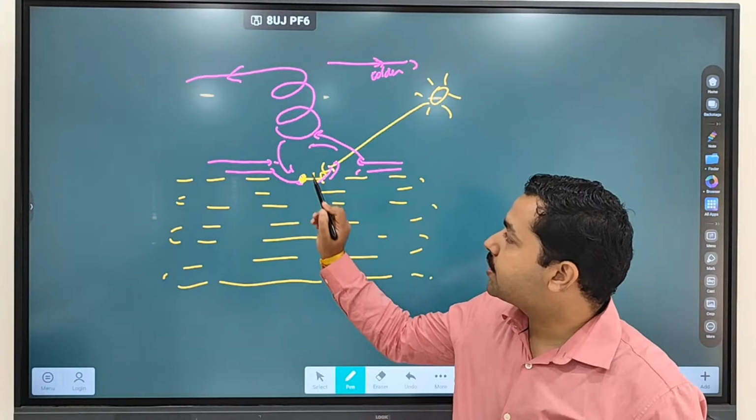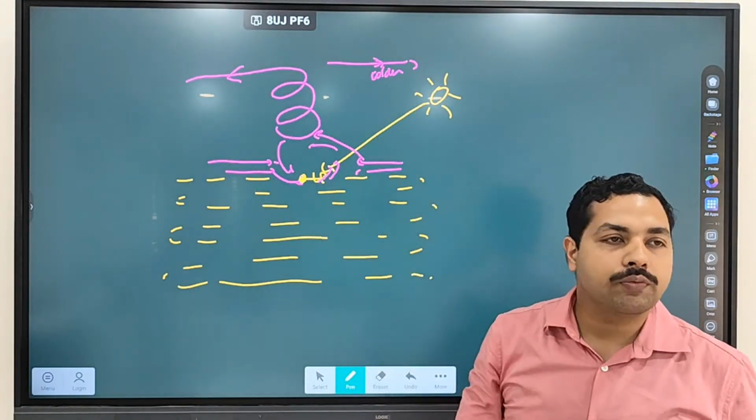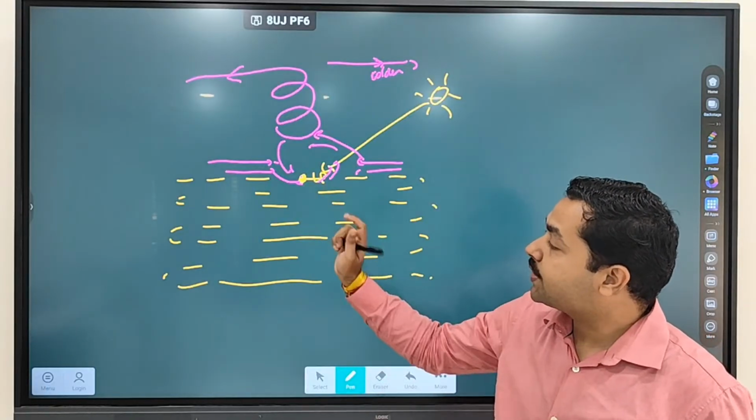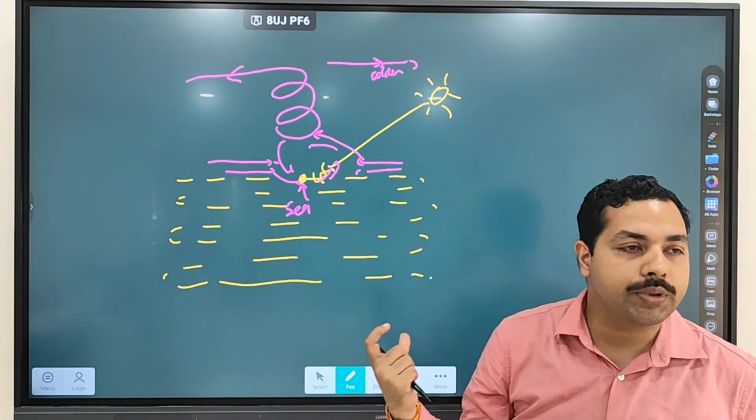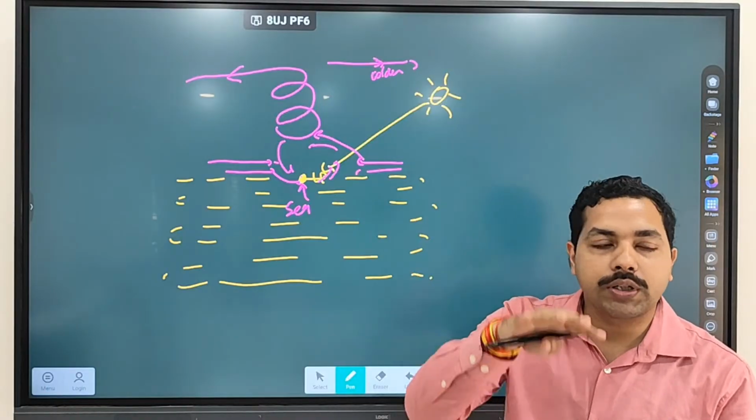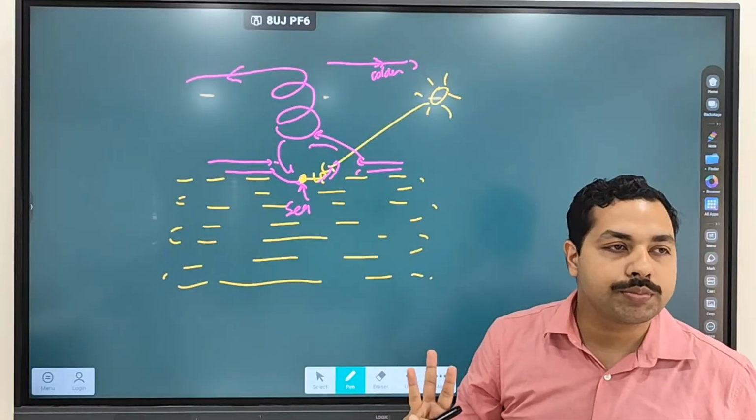If this low pressure is not formed, wind will not come, and when wind will not come, no cyclones are going to be formed. Third thing, if the sea is not heated, then there will be no formation of low pressure. You know that only when anything is heated does low pressure formation happen. Clear? So that's why you require a warm sea surface.